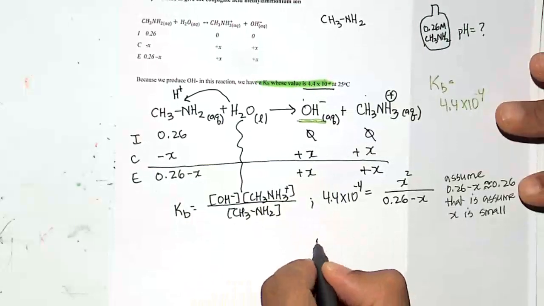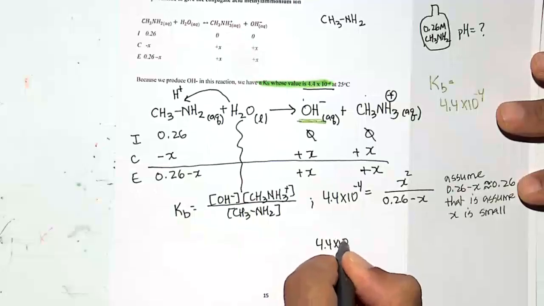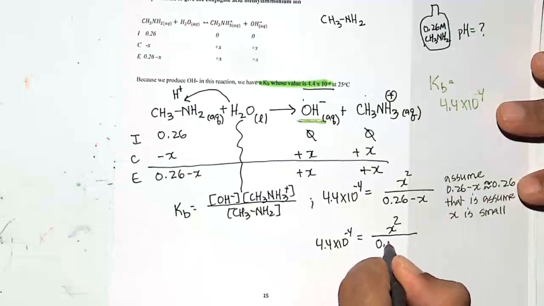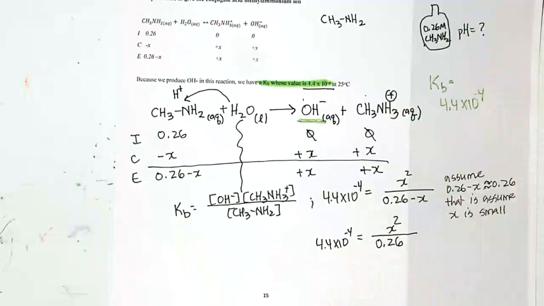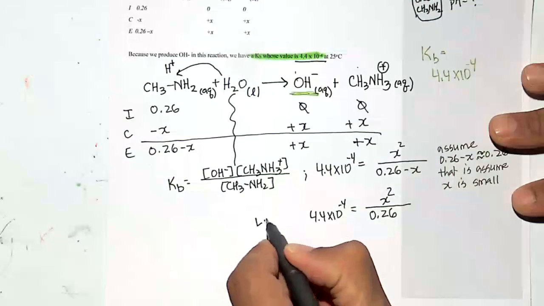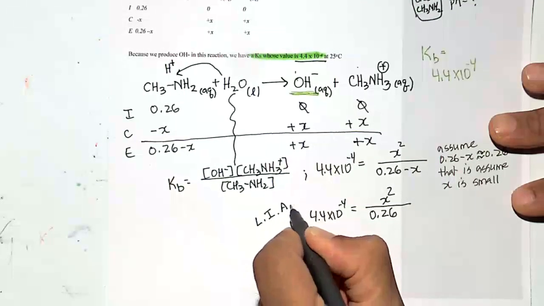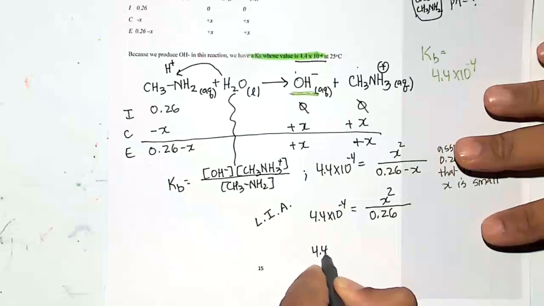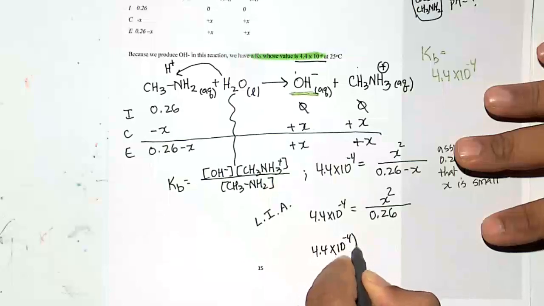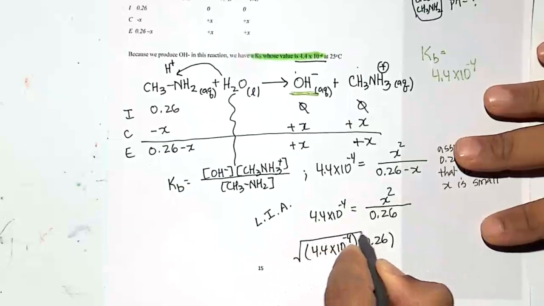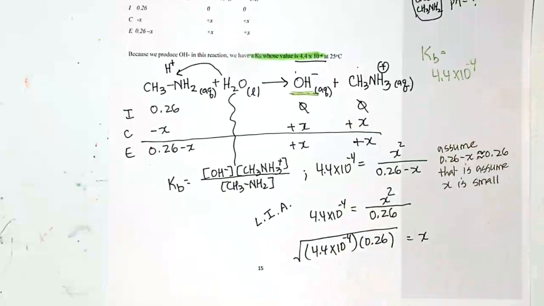Okay, when we assume x is small, then 4.4 times 10 to the minus 4 equals x squared divided by 0.26. This is called the low ionization assumption. Our cutoff is about 5%, if you remember from last Friday's lecture. So x squared is 4.4 times 10 to the minus 4 times 0.26. We'll square root that to give us x.